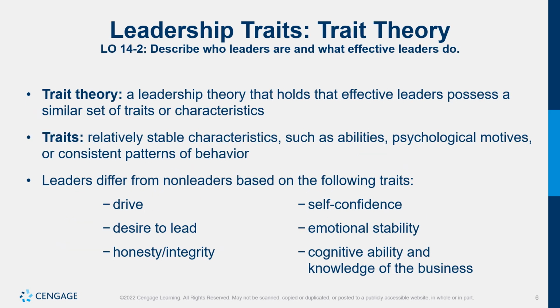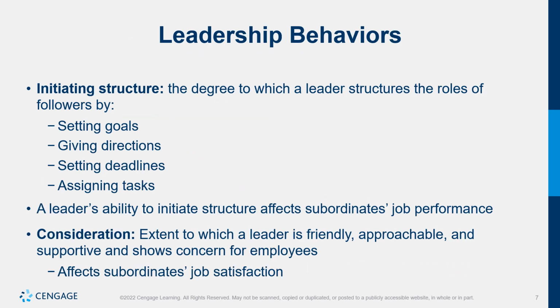Trait theory says that effective leaders possess a similar set of traits or characteristics. Most specifically, leaders are different from non-leaders in the following traits: their drive, desire to lead, honesty, integrity, self-confidence, emotional stability, cognitive ability, and knowledge of the business. Leaders who have these traits must then take action that encourages people to achieve group or organizational goals.